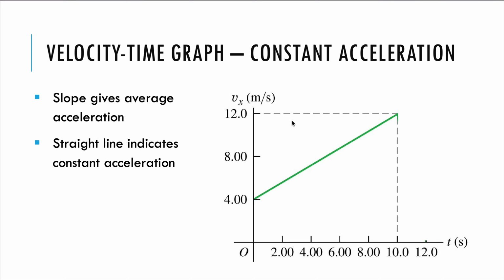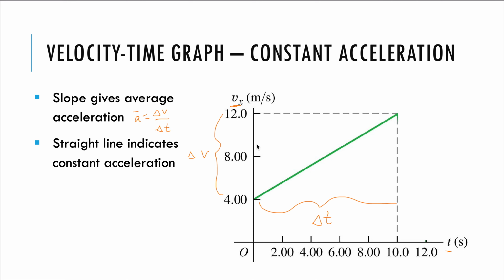When you have a velocity time graph, so velocity on the y-axis and time on the x-axis, and you have a line, right? In this case, the line shows that the velocity increased from 4 to 12 meters per second, and it took 10 seconds to do so. So the slope of this line is going to give the average acceleration. As you can see from this line, you have a rise, delta v, and you have a run, delta t, and we know that average acceleration equals delta v over delta t.